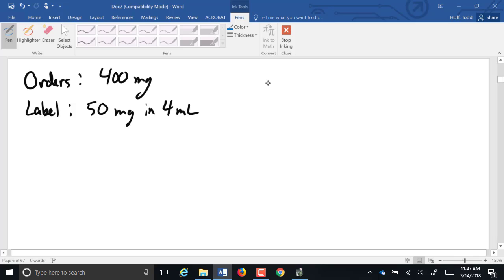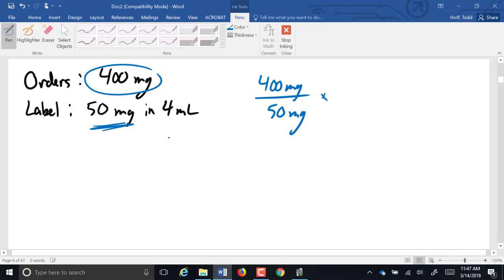So for our dosage calculation formula, the order is 400 milligrams. So that's our doctor's orders, D. The on-hand dose, well, this is 50 milligrams in 4 milliliters. So 50 milligrams is our on-hand dose, times the vehicle. Well, that 50 milligrams of medication is carried into the patient in 4 milliliters of fluid.